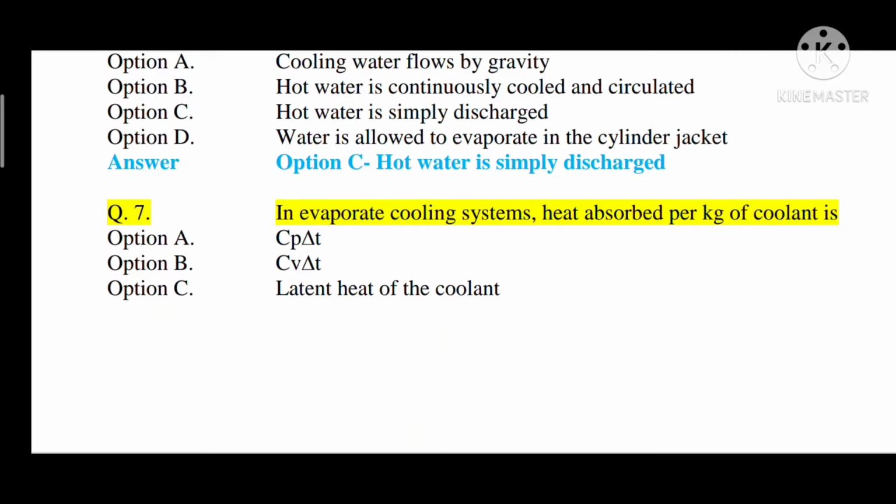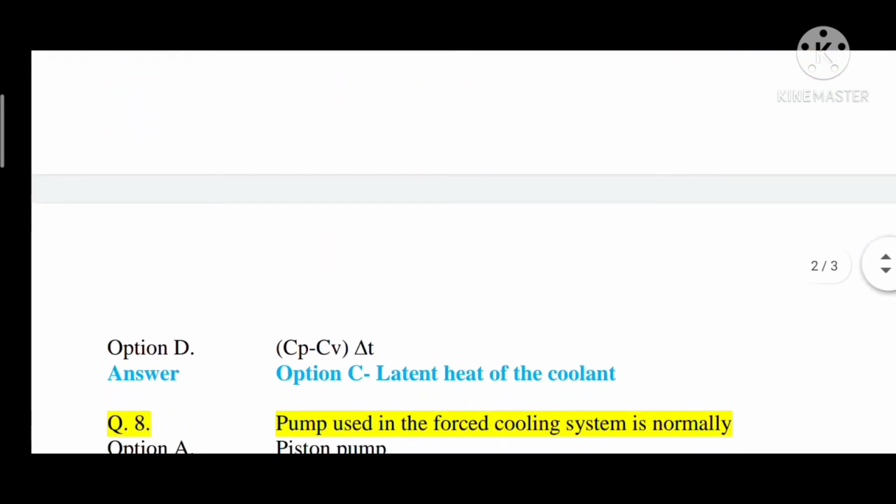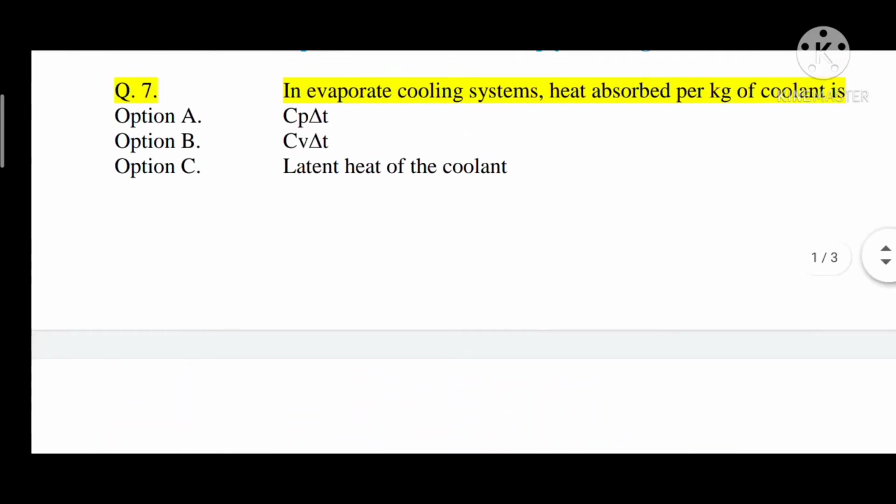Question number 7, in evaporative cooling system, heat absorbed per kg of coolant is option A Cp delta T, change in temperature, option B Cv, change in temperature, option C latent heat of coolant, option D Cp minus Cv, change in temperature. So correct answer is option C, that is latent heat of coolant.